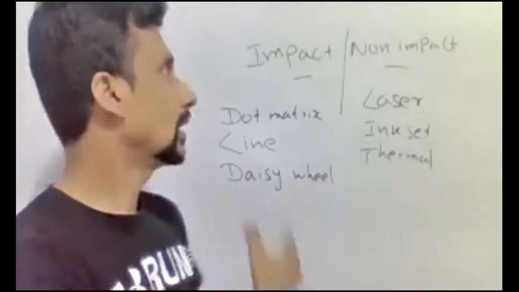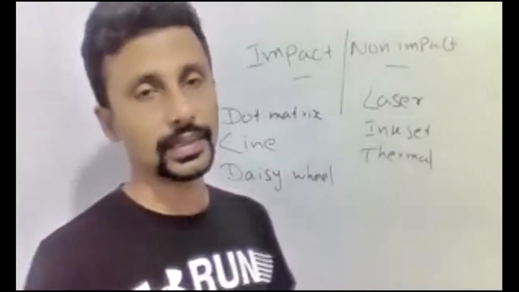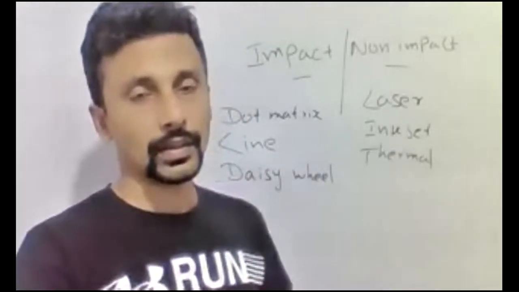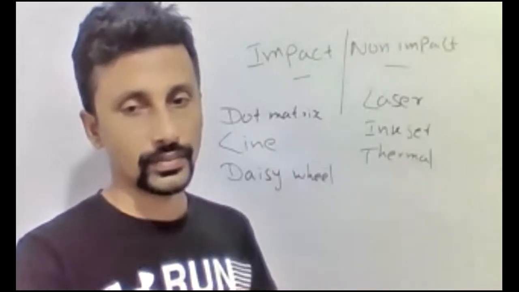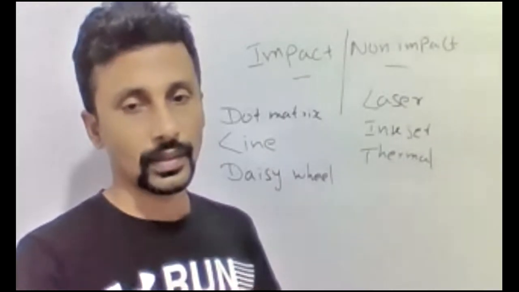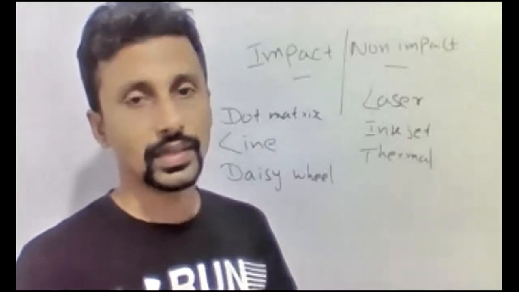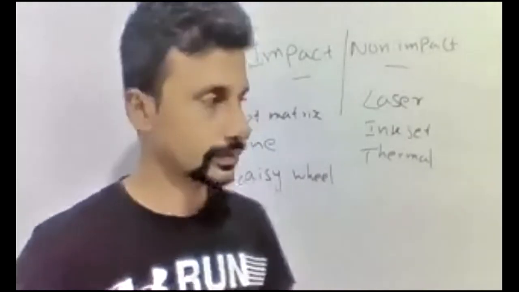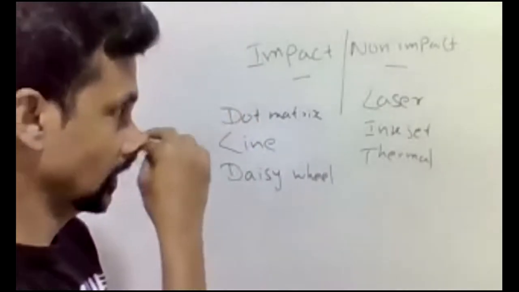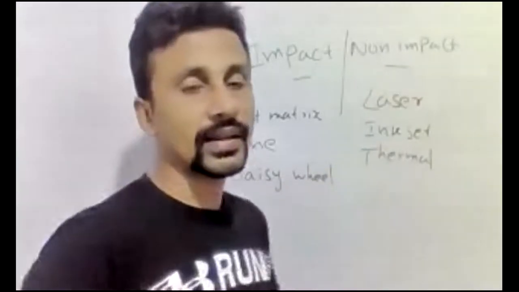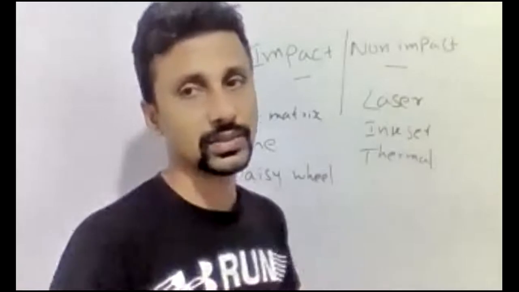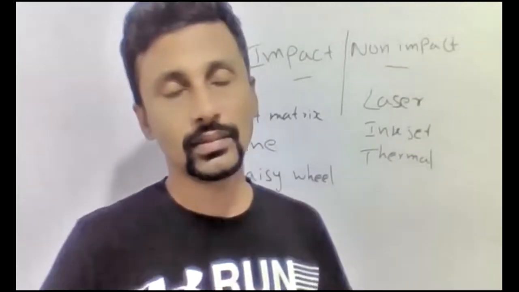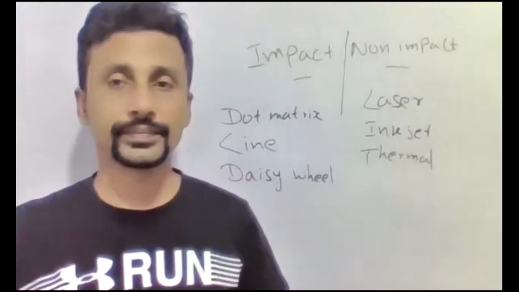Write down under impact printers: make big noise when it is printing. On the non-impact side write down: no noise, or less noise. We can't tell exactly, so no noise, less noise.